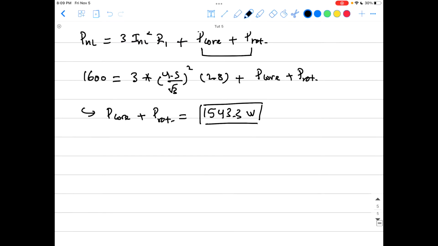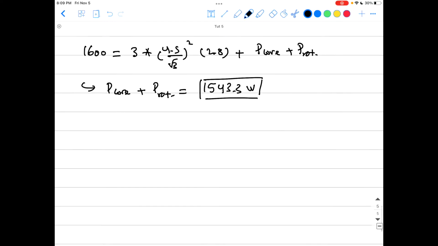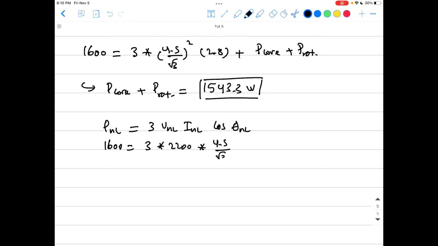But we still need to find XM. That is why we need to find Q. I'm going to do the same thing again: P no load equals 3 V no load I no load cosine theta no load. So 1600 equals 3 times V no load, which is 2200, times I no load, 4.5 over square root of 3, cosine theta no load. From here you can find theta no load to be 84.646 degrees.